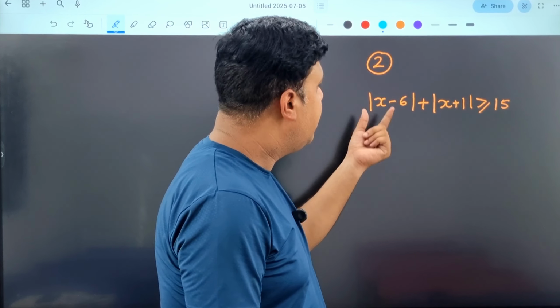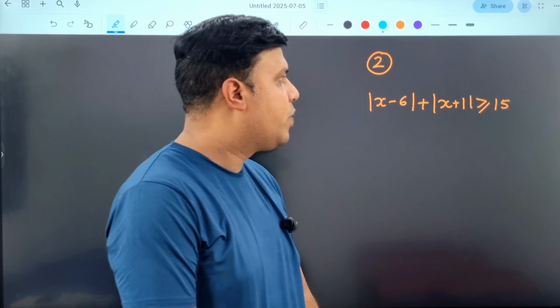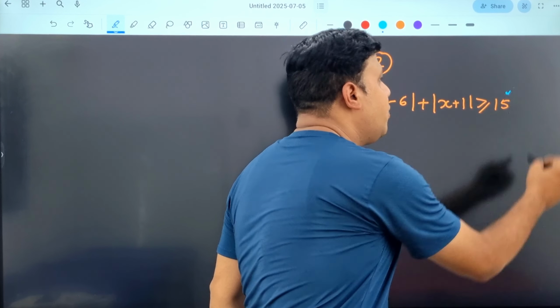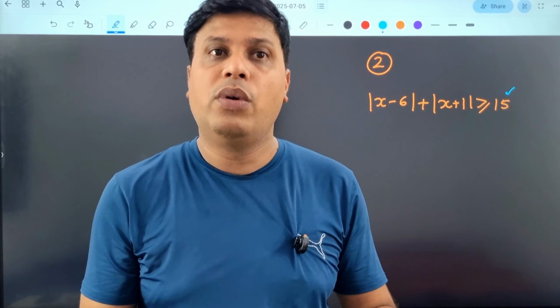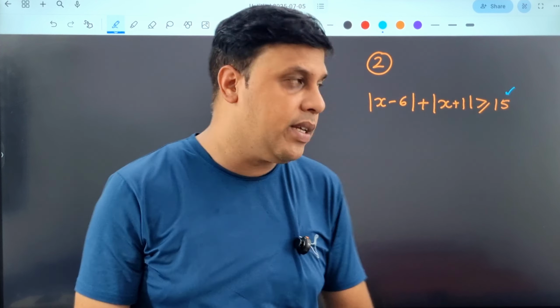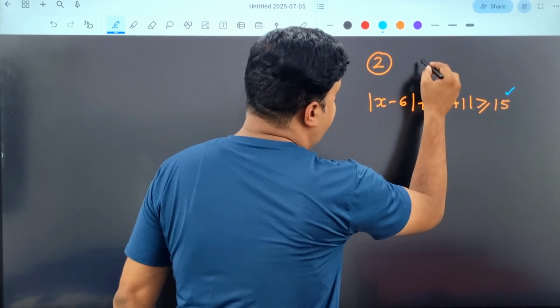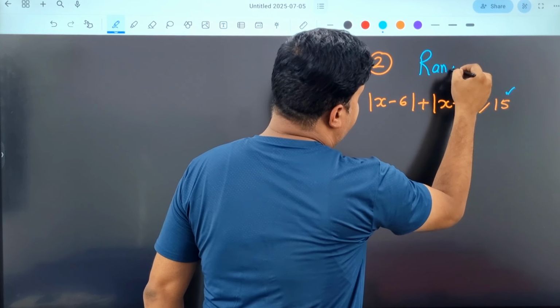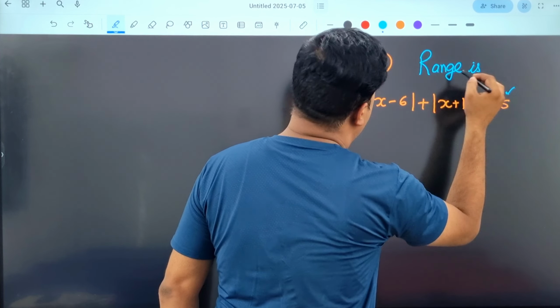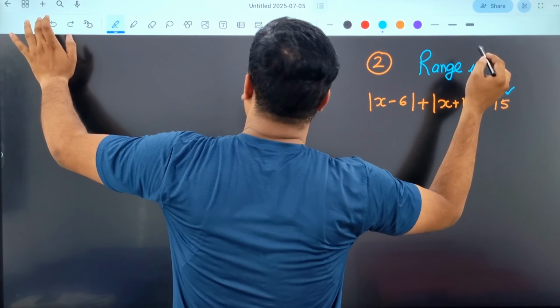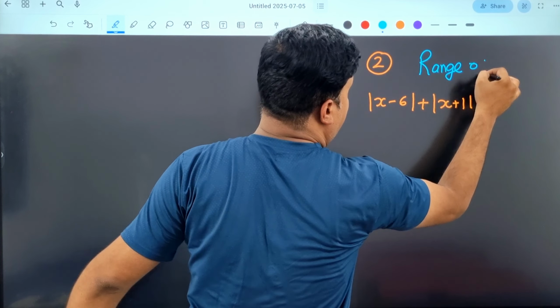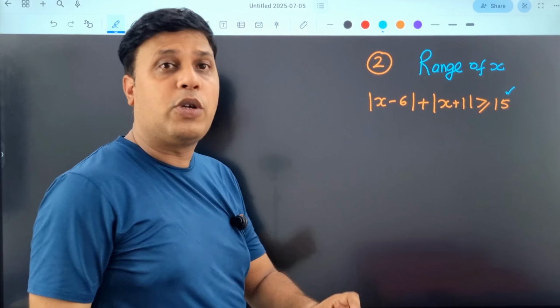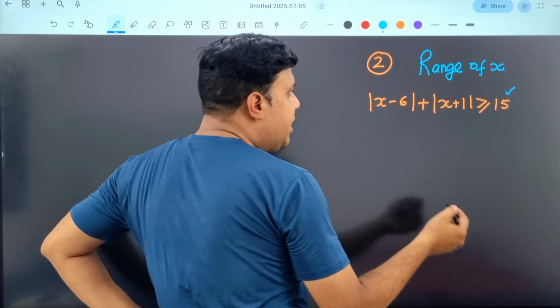It is saying that mod of x minus 6 plus mod of x plus 1 is greater than or equal to 15. Now together they want to travel 15 or more than 15. So first of all we have to find the range of x. The question is very simple, we have to find the range of x, right? So what is the possible range of x? So that is also very simple, right?